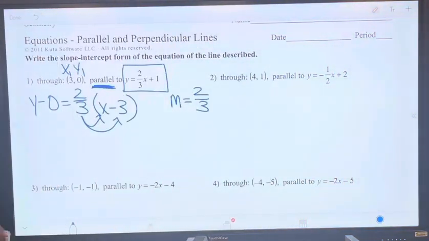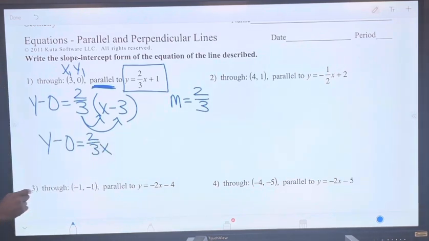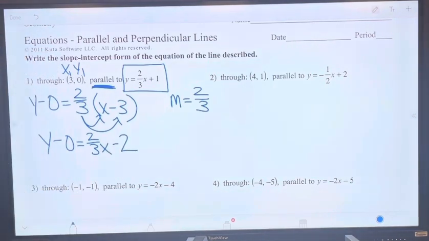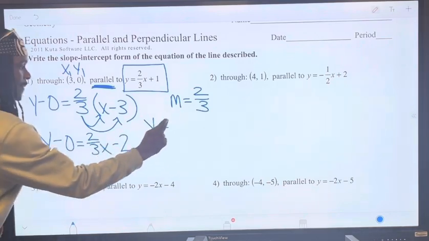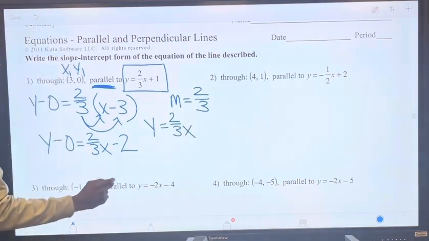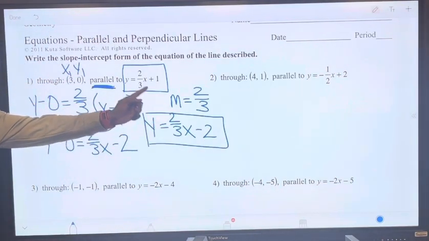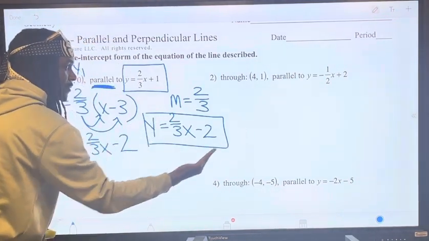All right, we're back. Go ahead and distribute it out. You should get y minus 0 equals 2/3 x minus 2. And in this case, y minus 0 just makes y, equals 2/3 x minus 2. So when you explain this, you see that both of these lines are parallel. It's just this line crosses at 1 and this line crosses at -2.